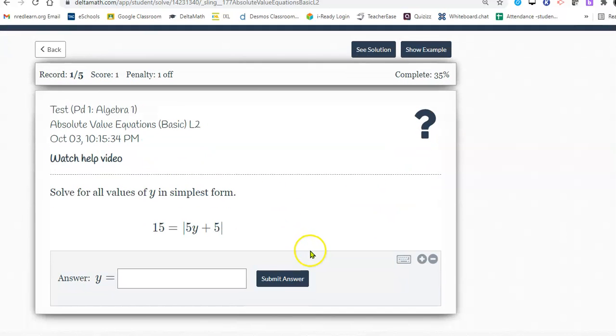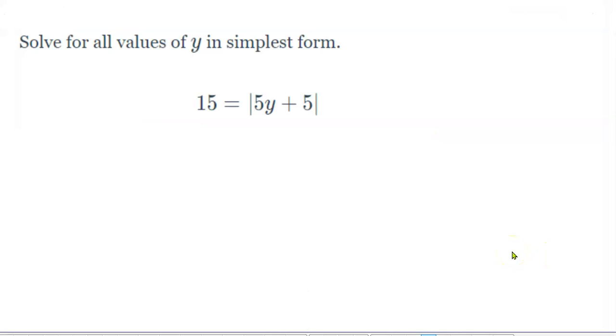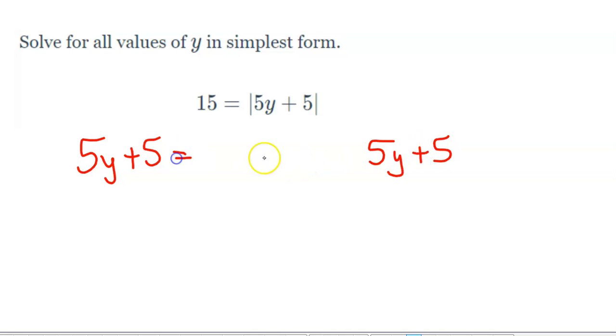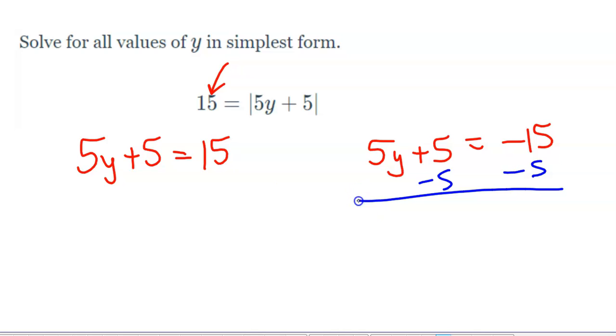All right, let's try that one more time, right? Making sure we have no math outside the parentheses. And then what we do is rewrite the problem 2 times, keeping the quantity inside the absolute value bars the same, but writing the two values that have a distance of 15. That's +15 and -15. Use your inverse operations.